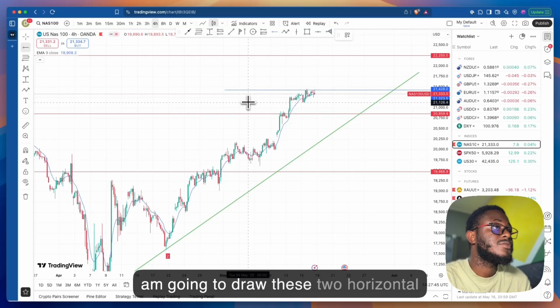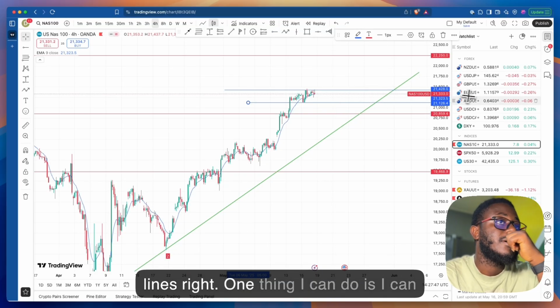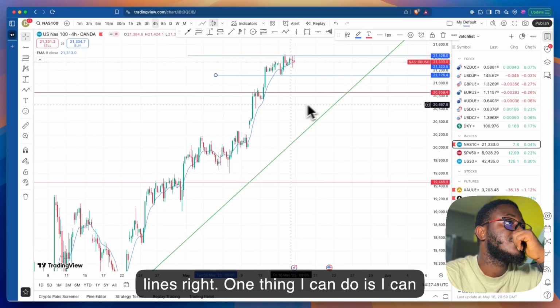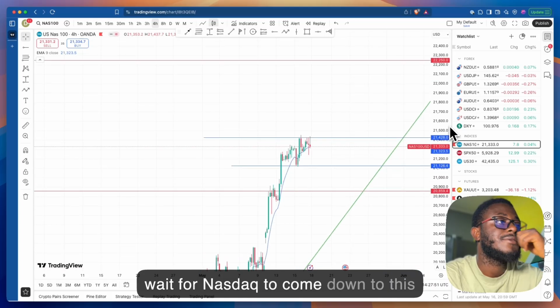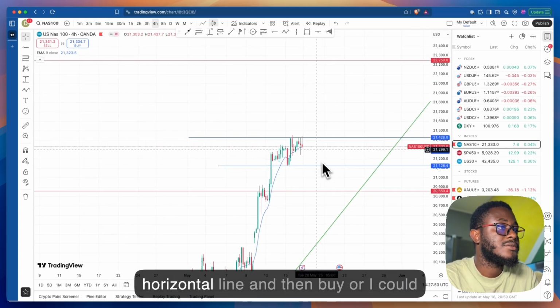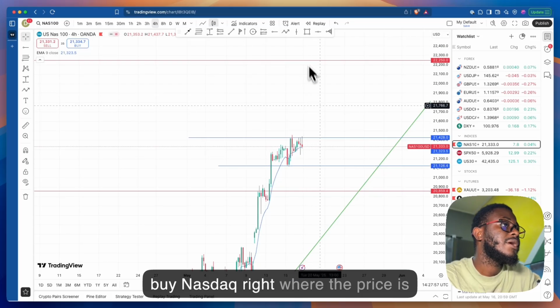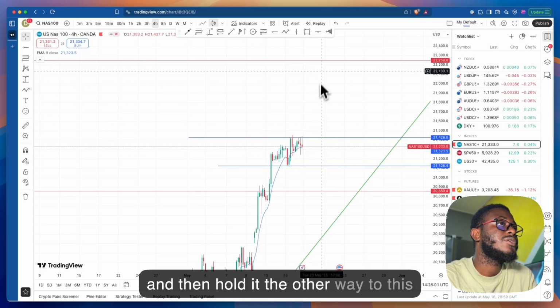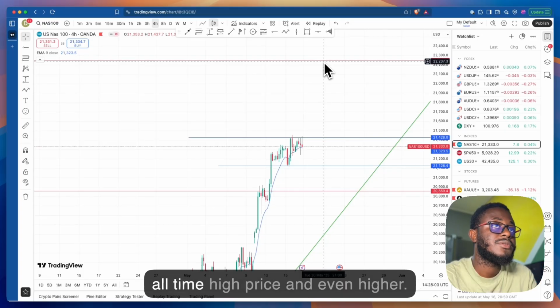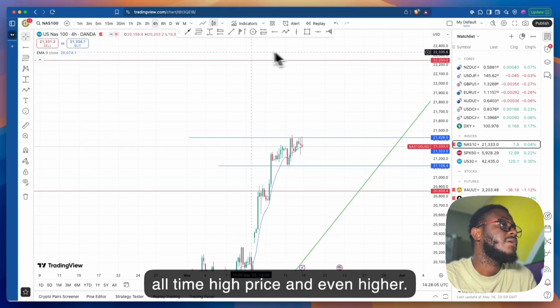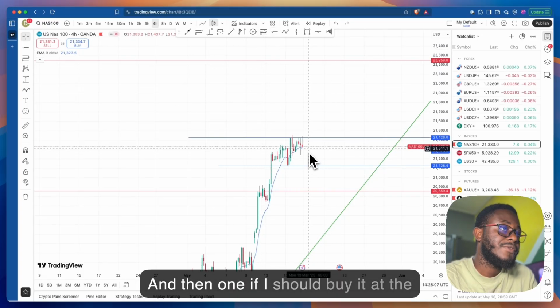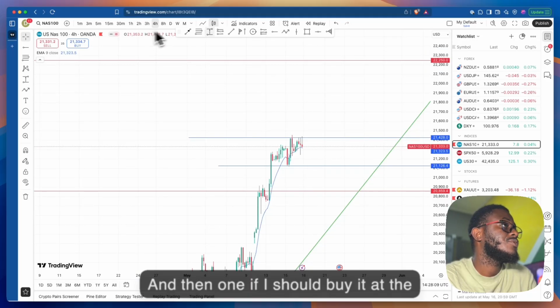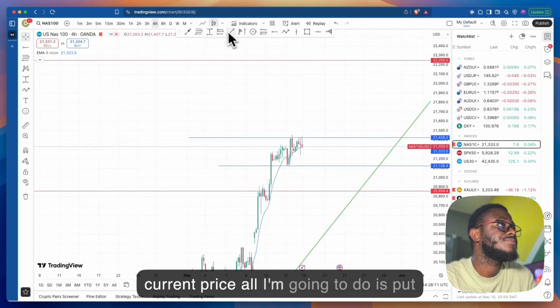So I am going to draw these two horizontal lines, right? One thing I can do is wait for NASDAQ to come down to this horizontal line and then buy, or I could buy NASDAQ right where the price is and then hold it all the way to this all-time high price and even higher.